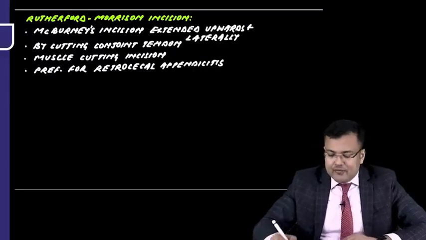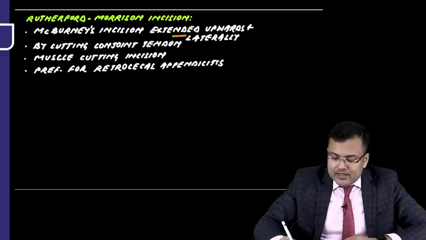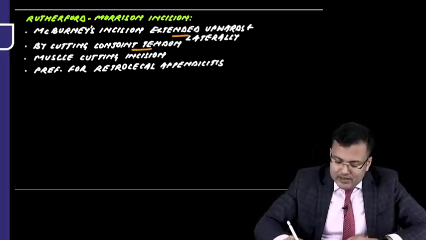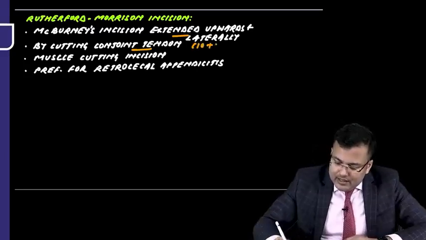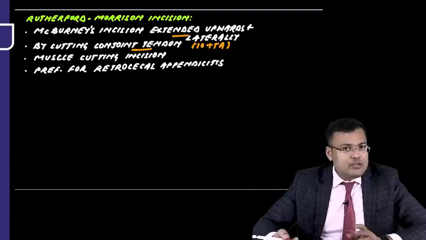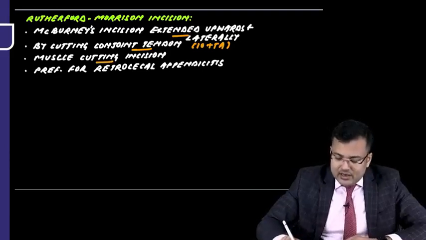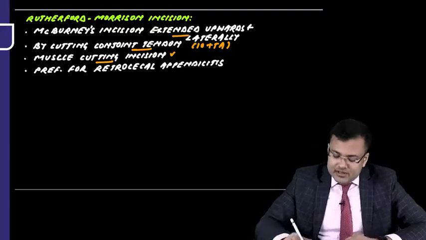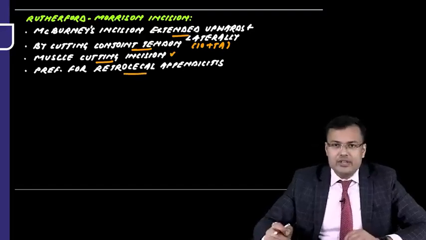So what happens in Rutherford-Morrison incision? McBurney's incision is extended upward and laterally by cutting conjoint tendon. Which muscles? Obviously internal oblique and transversus abdominis. Clear? So since you are cutting the muscle, this is a cutting incision, and we use this Rutherford-Morrison incision especially for retrocecal appendicitis.